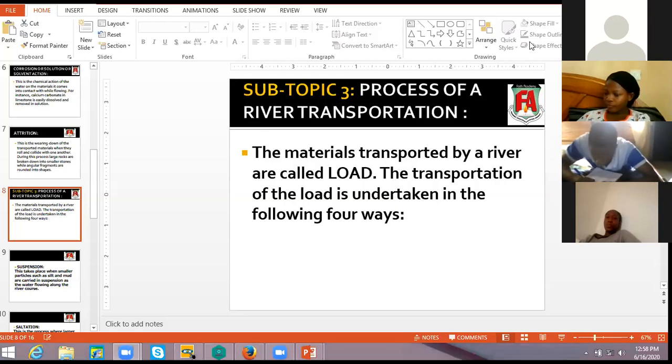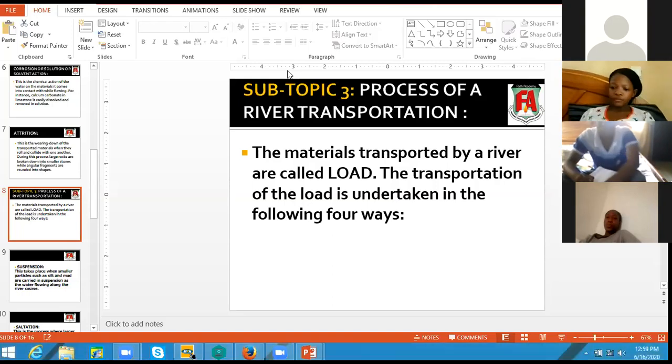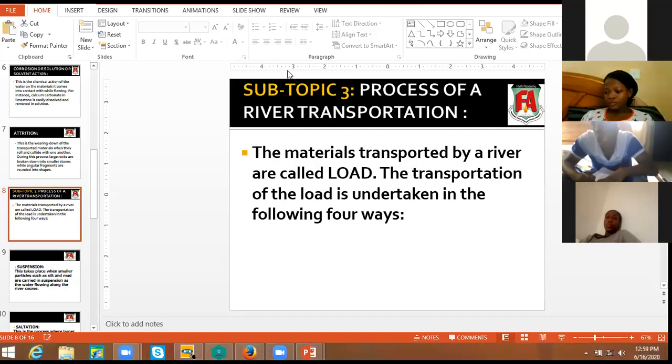Process of river transportation. Now, for the process of river transportation, I said we have two major definitions: in physical geography and in human geography. For human geography, it has to do with the movement of people from one place to another. But for physical geography, it has to do with the movement of deposited material from their initial position as water flows to another position, thereby creating or developing a landform.